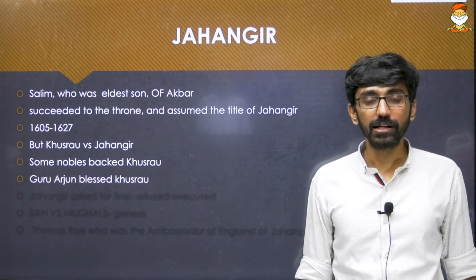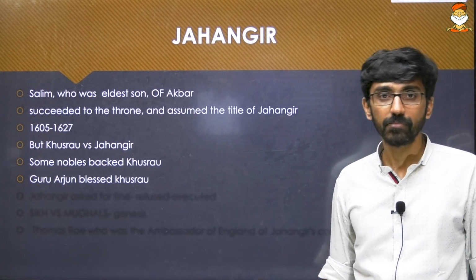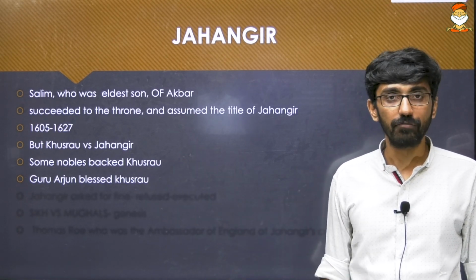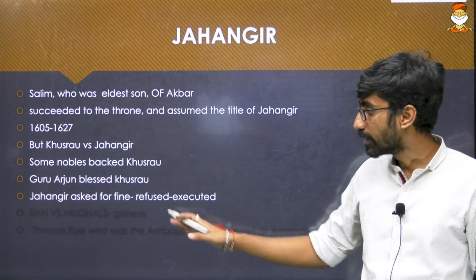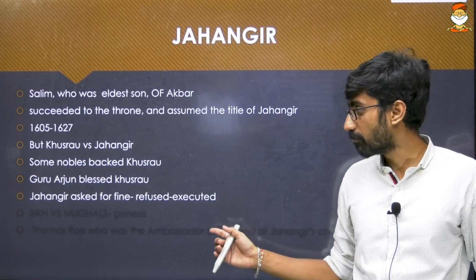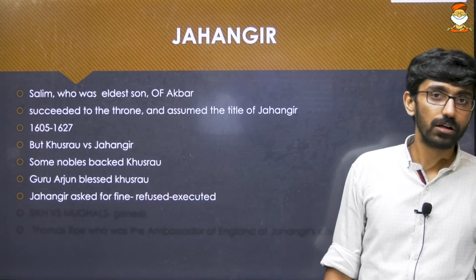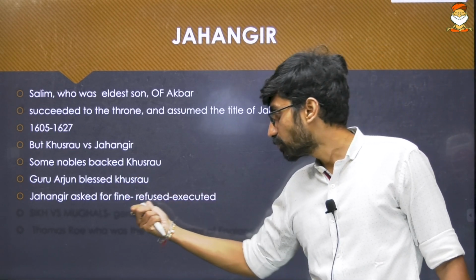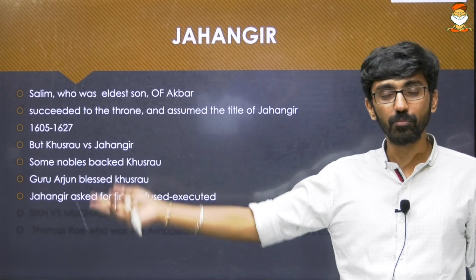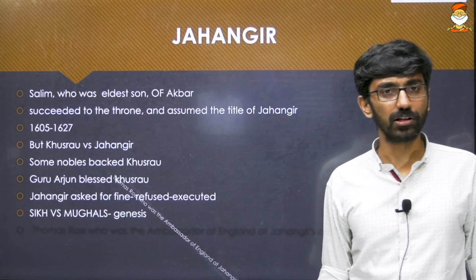And then in this conflict, Khusro went and took the blessing of Guru Arjan, the fifth of the Sikh gurus, and that led to conflict between Mughals and Sikhs. Now Jahangir asked for a fine because he was giving blessing to the rival, but later he refused, and he was executed by Jahangir. Now it started the Mughal and Sikh conflict. It is the genesis of the Sikh and Mughal conflict.